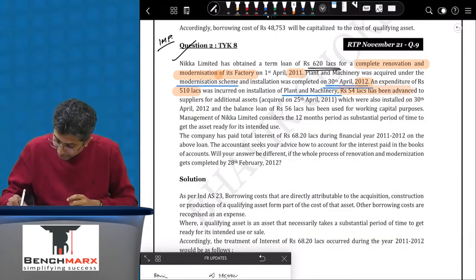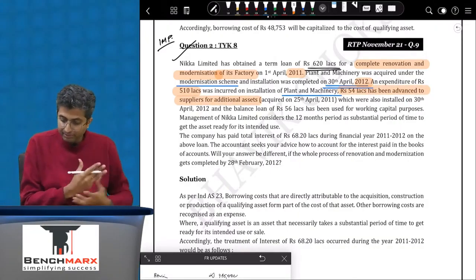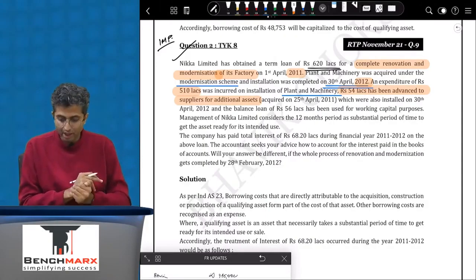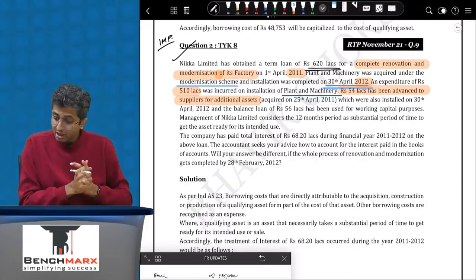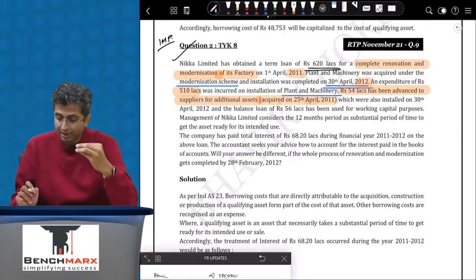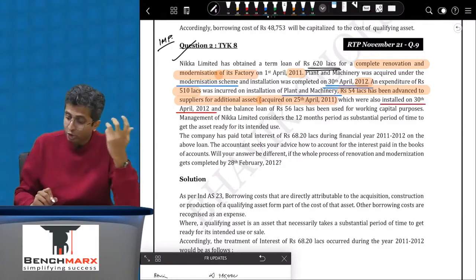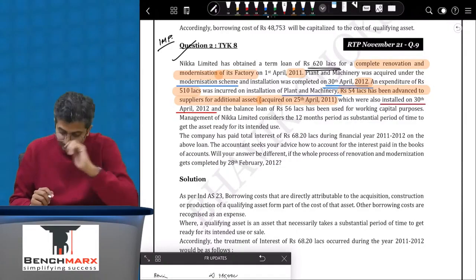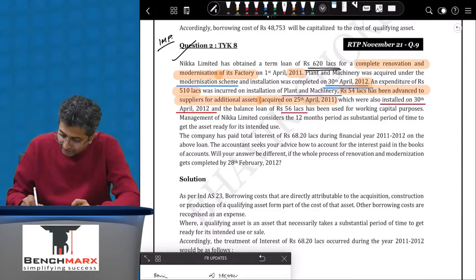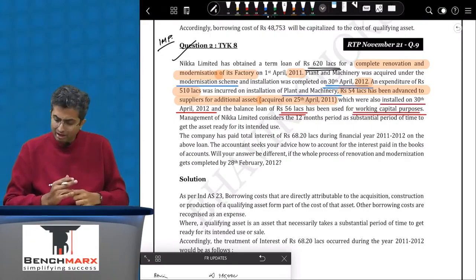54 lakhs has been advanced to the suppliers for additional assets. So maybe certain assets suppliers are making for you, and these assets cost you 54 lakhs. These are acquired on 25th of April 2011. Okay, 11, which were also installed on 30th of April 2012. That is a good 1 year and 5 days later. And the balance of 56 lakhs has been used for working capital purposes. Okay, working capital means day to day, cash, stock, debtor, etc. management.